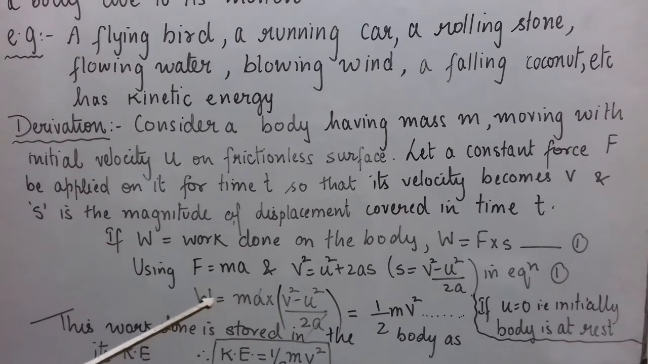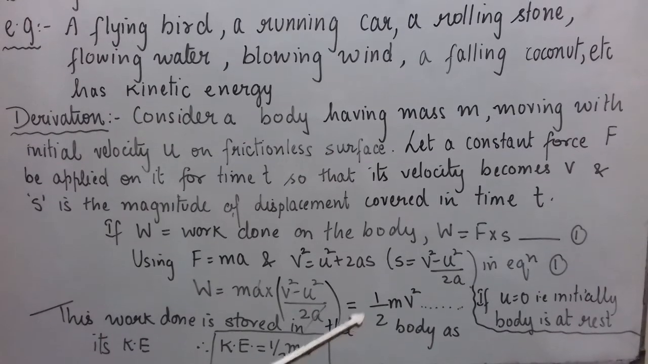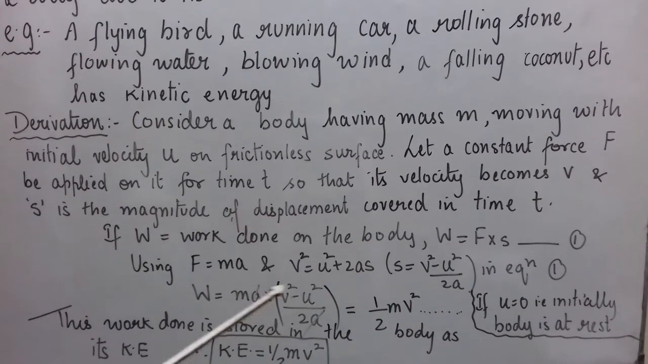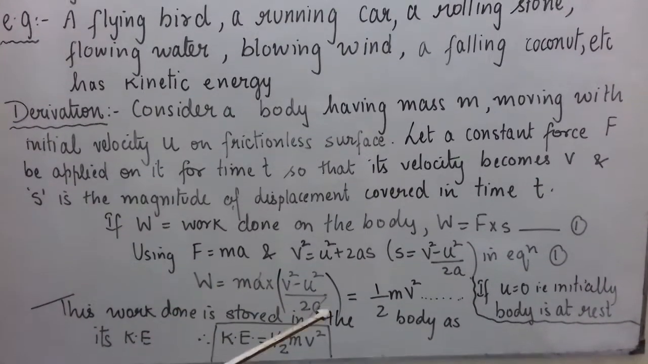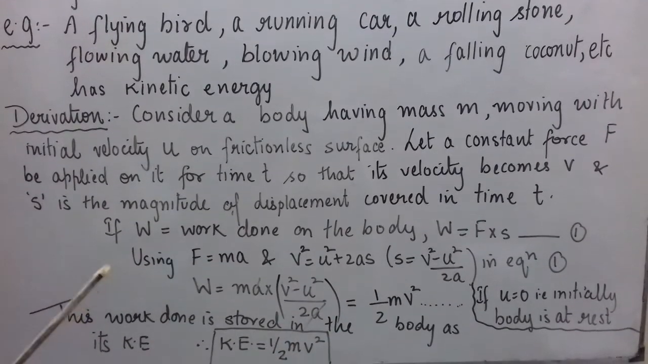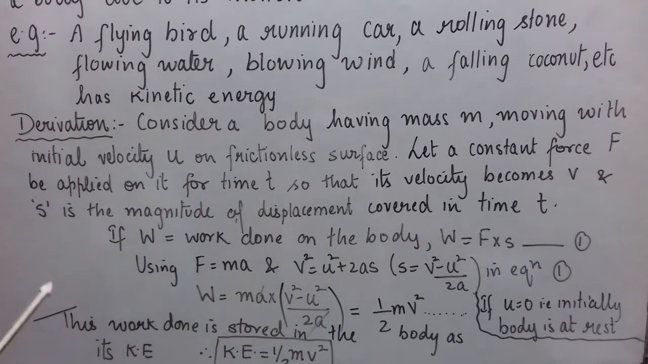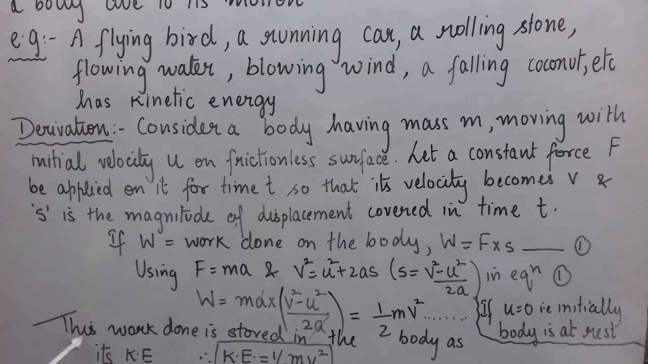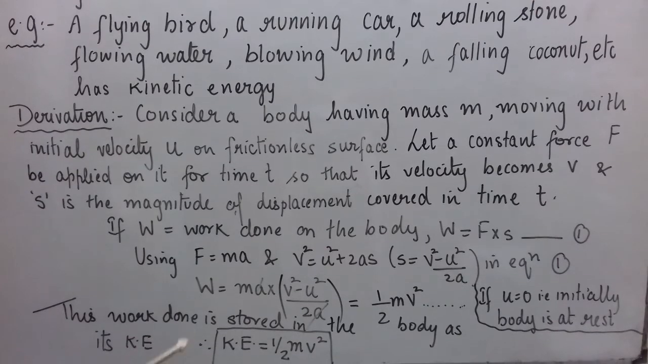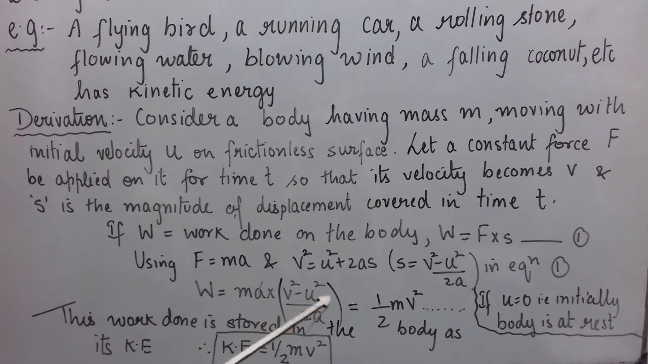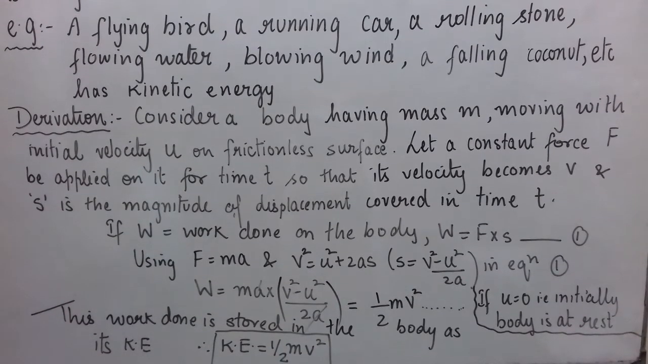A will get cancelled. Okay, and as I have told you, if u is 0, if we consider initially the body is at rest, then putting u is equal to 0, this work done will become half mv square. We have considered if the body is initially at rest, then work done is half mv square. And so just mention this, that the work done is stored in the body as its kinetic energy. Therefore, kinetic energy of the body is equal to half mv square. I hope the derivation is very simple and you have understood this.